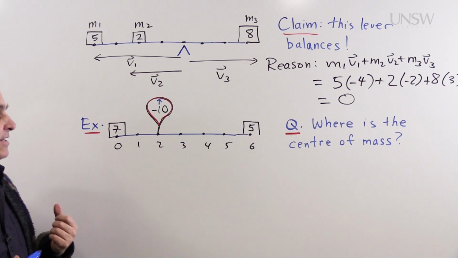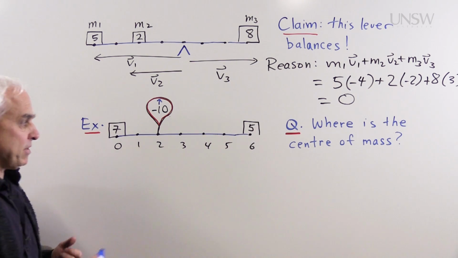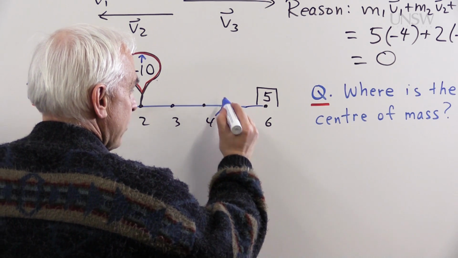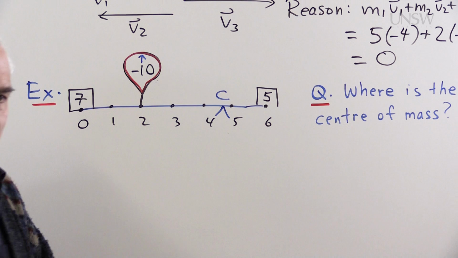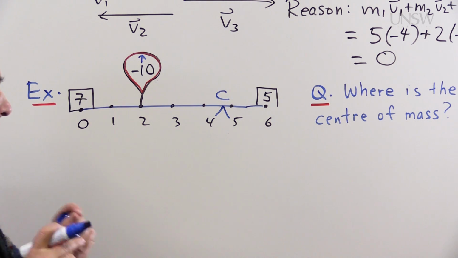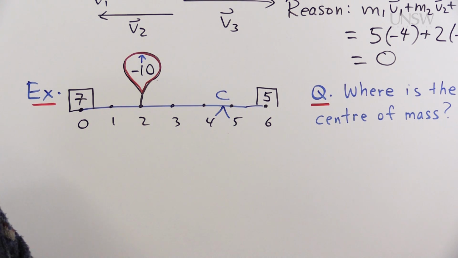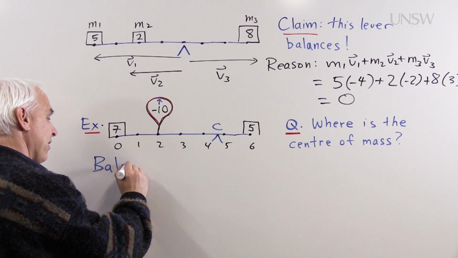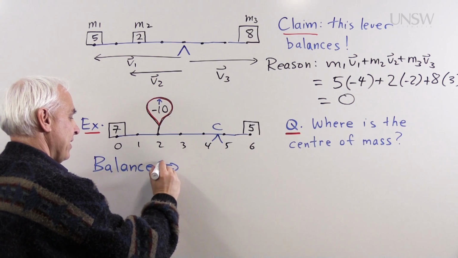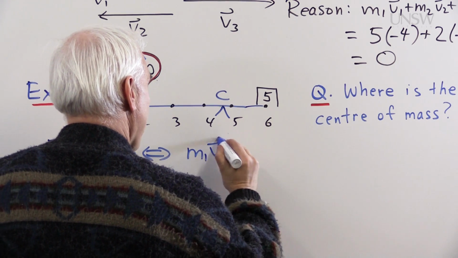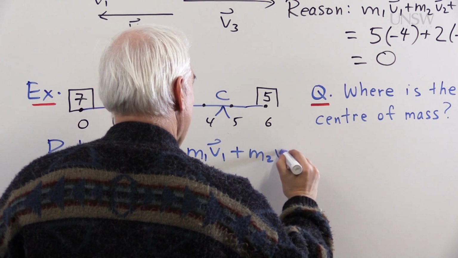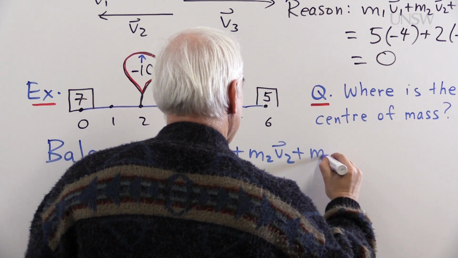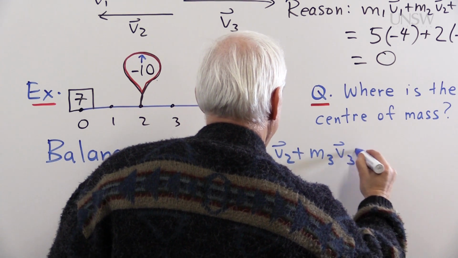Well, let's let this unknown center of mass be some coordinate, let's say C. Right? So C is going to be this unknown center of mass that we're trying to find. Then the balance equation of Archimedes is m1 times v1 plus m2 times v2 plus m3 times v3 ought to equal 0.